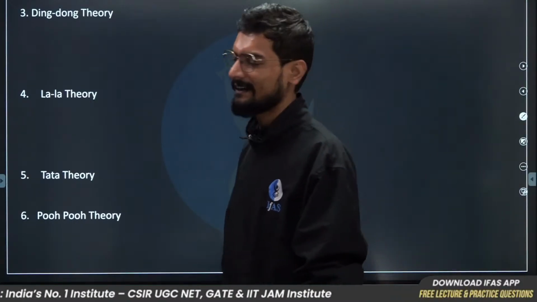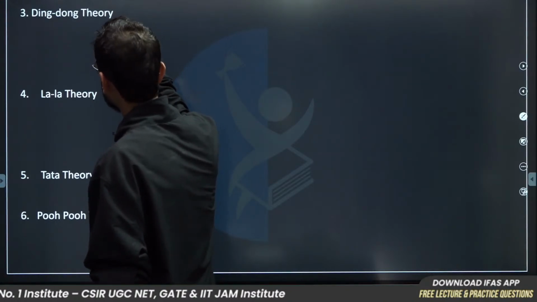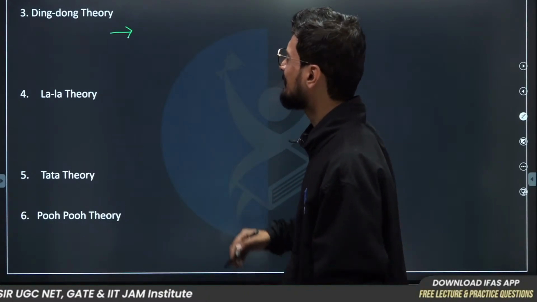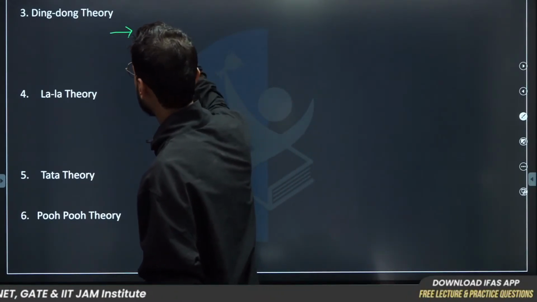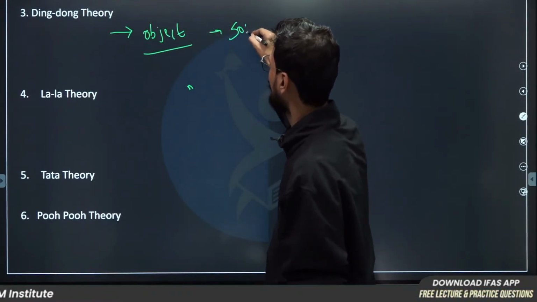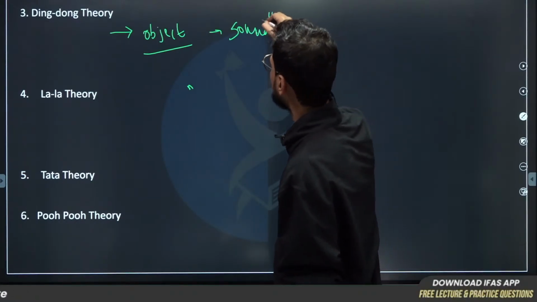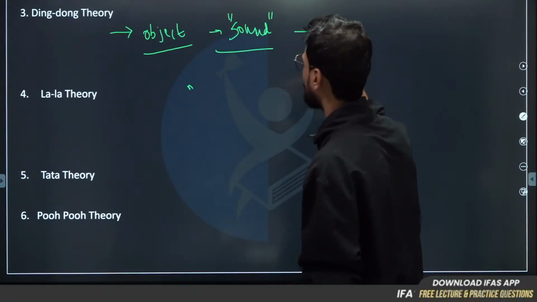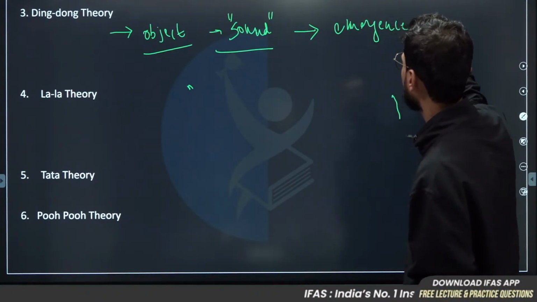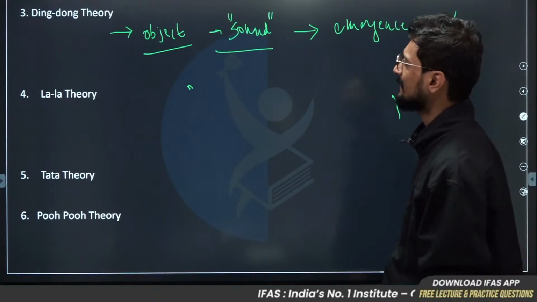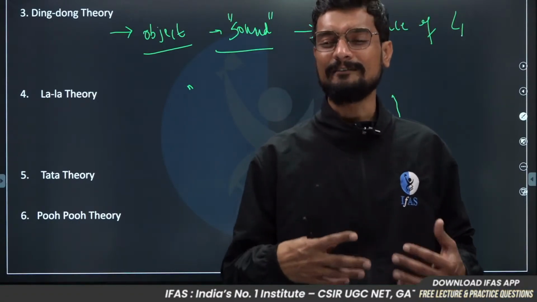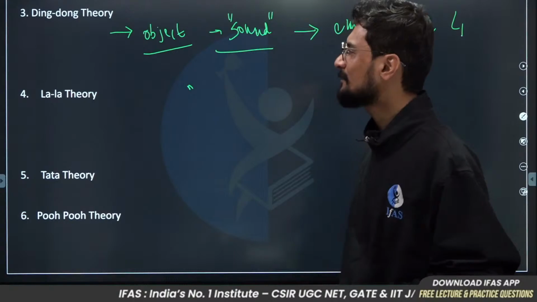Now the ding dong theory argues that any kind of sound originated out of, let's say, an object that is there, and the kind of sound that this object makes is where we have seen the emergence of language, the emergence of L1, the first language. Ding dong means the sound that a particular object produced, from where we developed our natural language. So this is the ding dong theory.